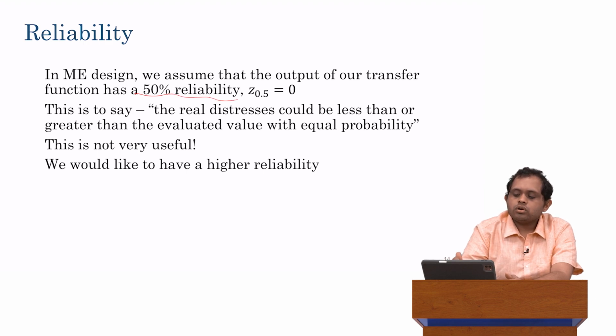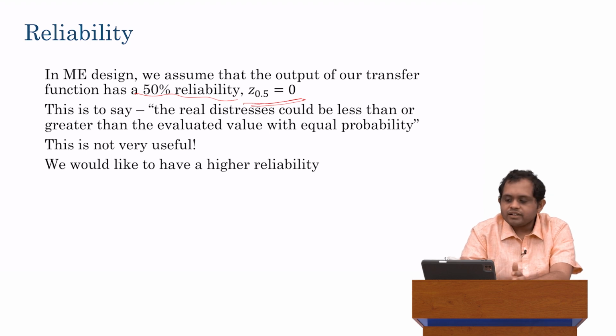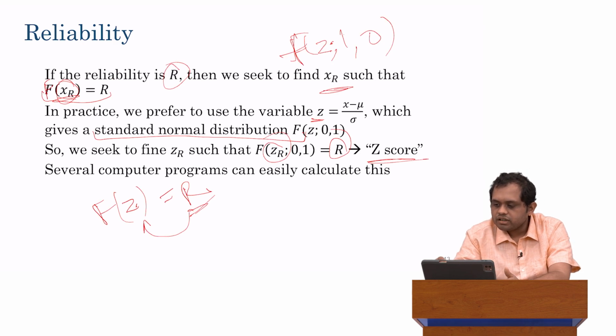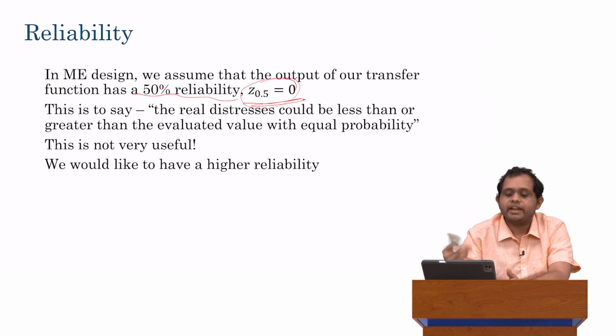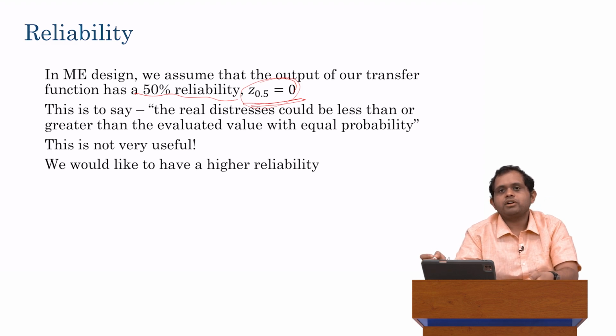And you may want to note that Z of 0.5, that is when the reliability is 0.5, then the corresponding Z value is 0. So that's an interesting thing to just note, that the 50% reliability occurs when the Z score is 0. By the way, I think I made a mistake here. Yeah, it should be 0, 1. So the mean is 0 and the standard deviation is 1, or the variance is 1. So what this says is, we make an assumption in ME design that whatever output we are getting from our transfer function, that has a 50% reliability.